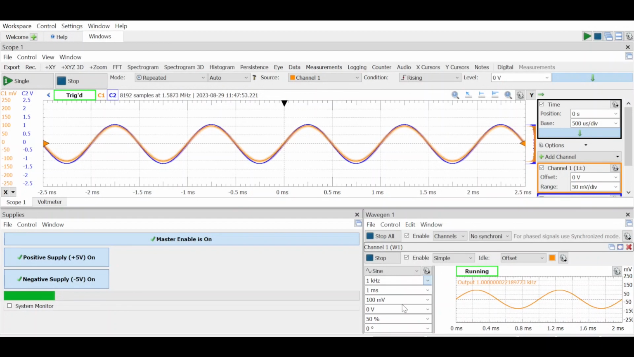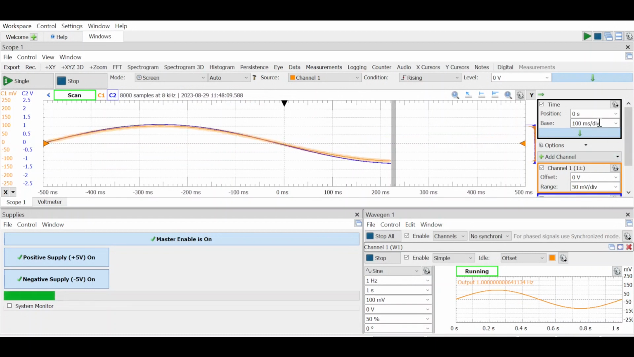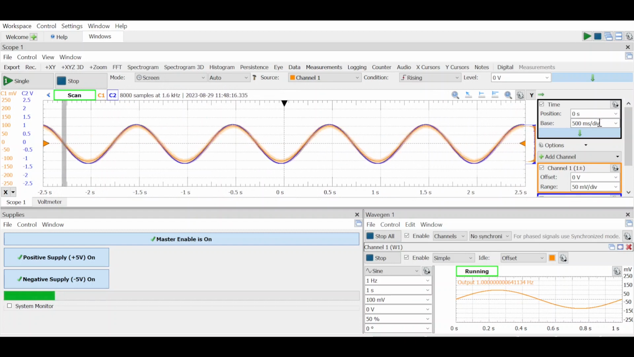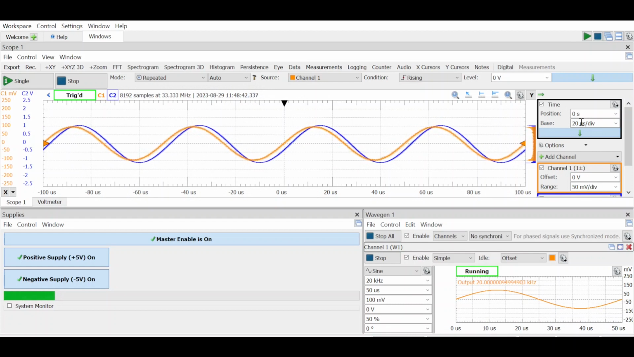And now we can take a look at the frequency response. So if we drop down to 1 hertz, we can see that the output faithfully reproduces the input. And let's see what that looks like at the other extreme. So let's go to 20 kilohertz first. It's a good representation, but you can see it's starting to have a phase shift.